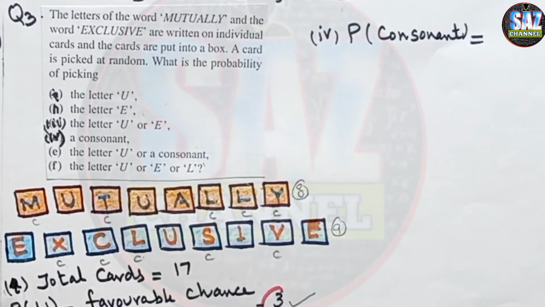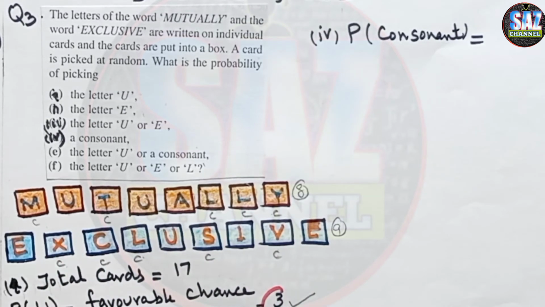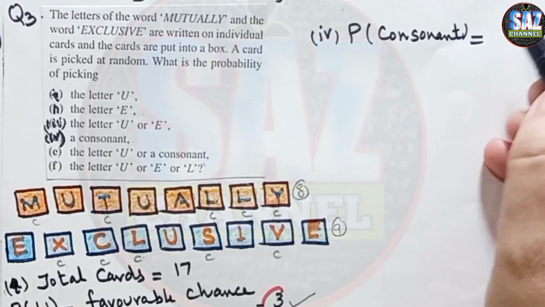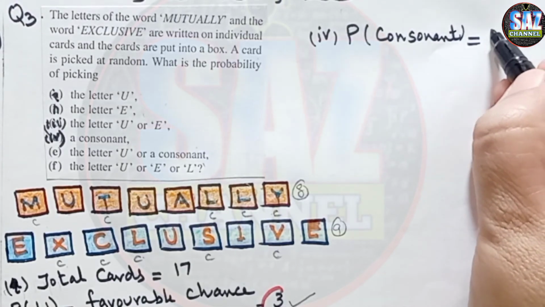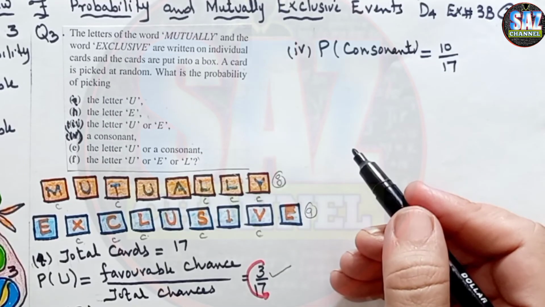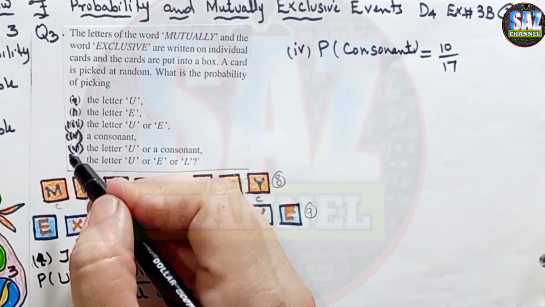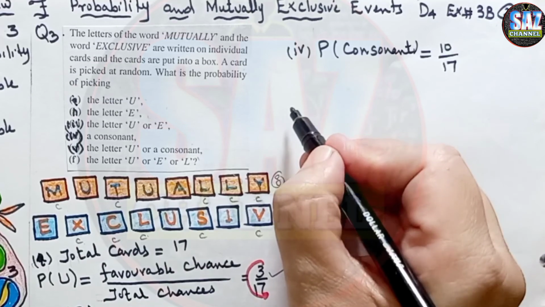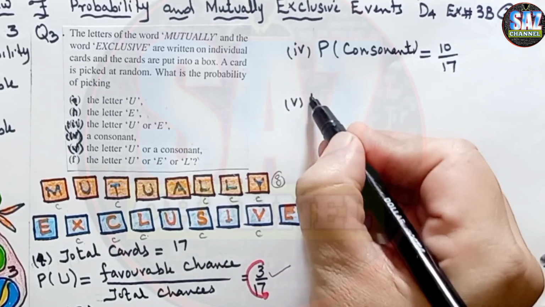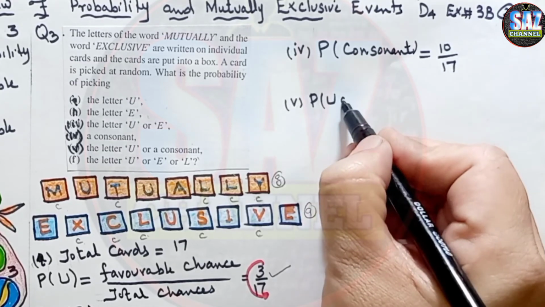Students, please see, for better understanding of the working, it's better to write with a pencil the small letters of the desired situation. So there are 10 situations, 10 by 17 for the consonant. And the next part is the fifth part, and that says a letter U or a consonant. Fifth part is letter U or consonant.